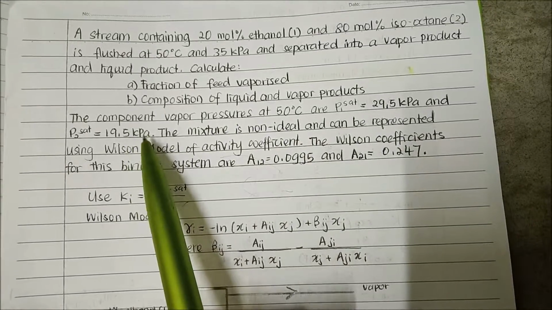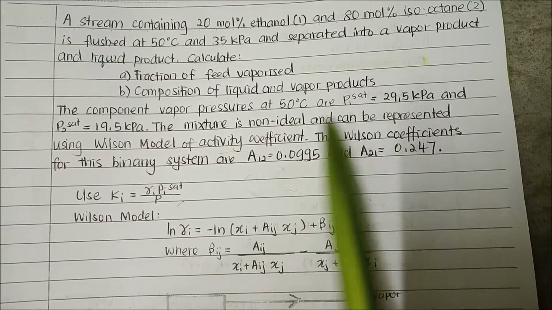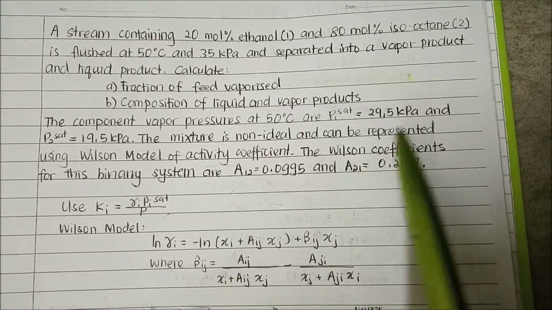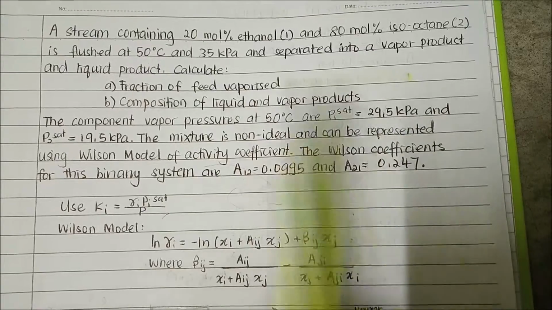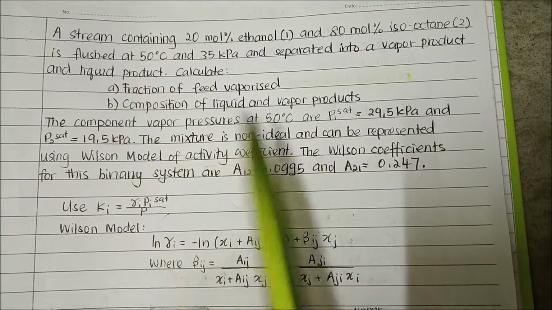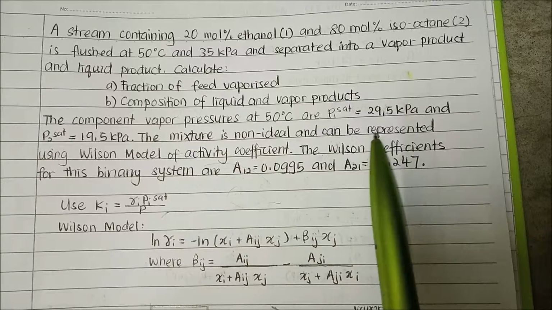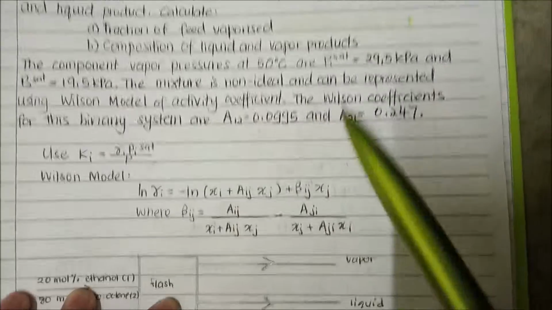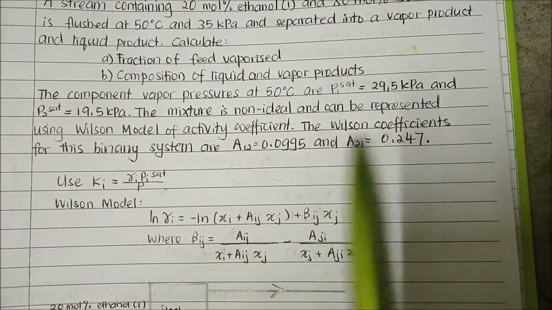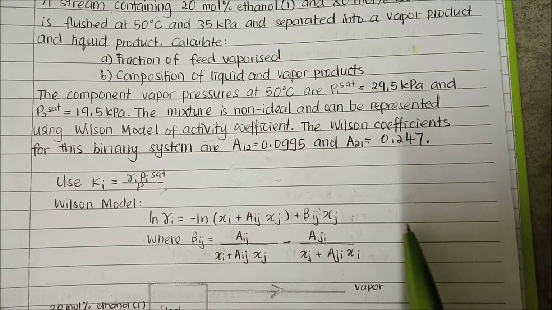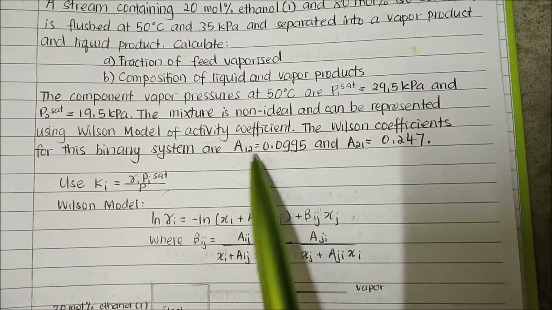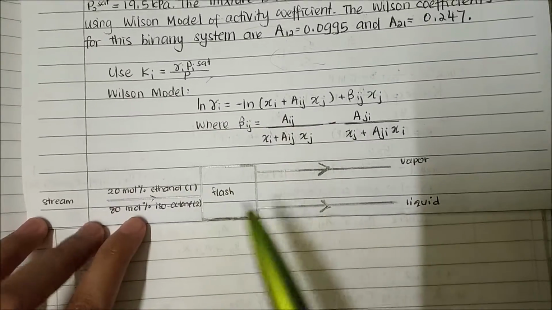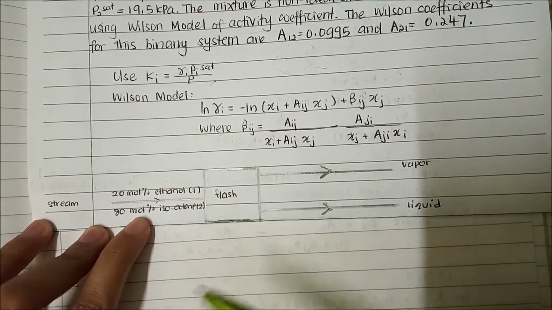Here, we are already given some important information to solve this problem, which is the component vapor pressure at temperature 50 degrees Celsius: for component 1 it is 29.5 kilopascal and for component 2 it is 19.5 kilopascal. The mixture is non-ideal, so it can be represented using the Wilson model of activity coefficient given down here. Some important information for us to use the Wilson model is also already given, which is our A12 and A21. So we've already drawn a block diagram to visualize this question better.